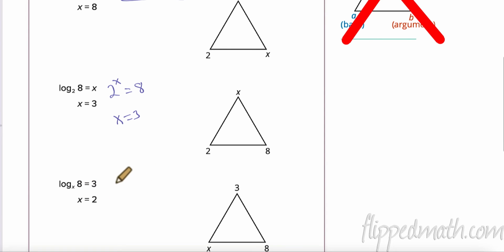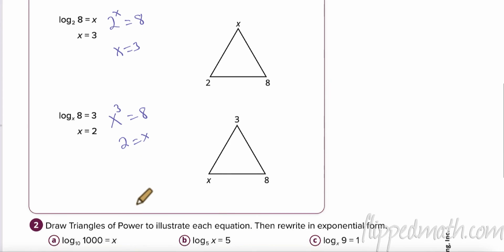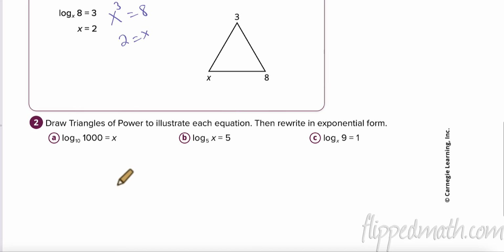Same thing here. My base is x. X to what power equals 8? Well, what number to the third power equals 8? 2 to the third power equals 8. So 2 would equal x there. So let's try this one. I'm going to do A and B, you do C. All right, so I'm going to rewrite this as an exponential.